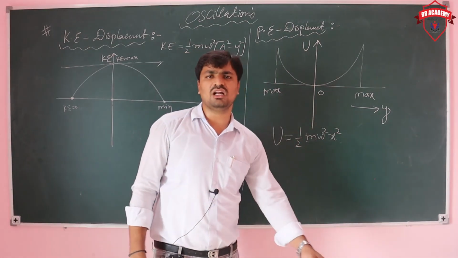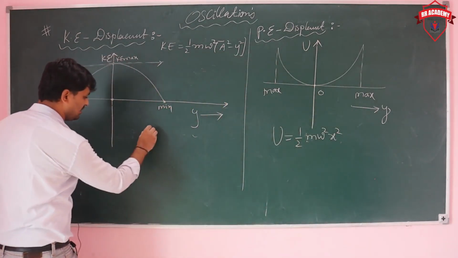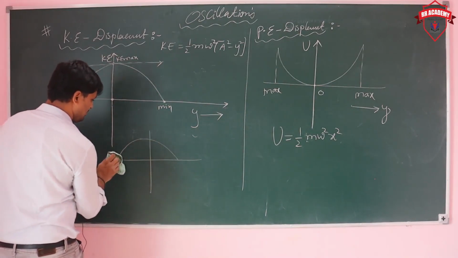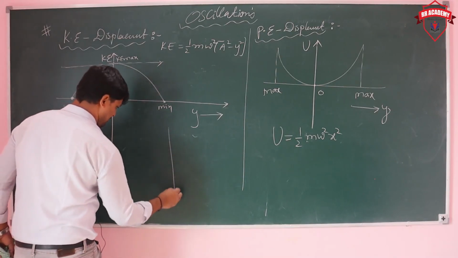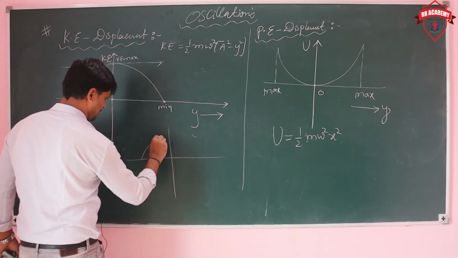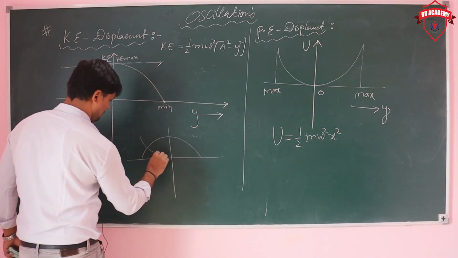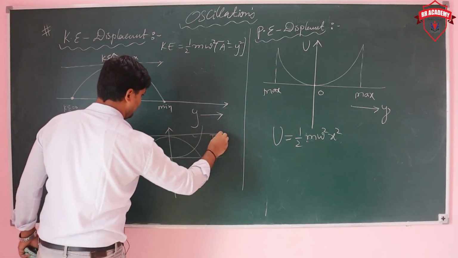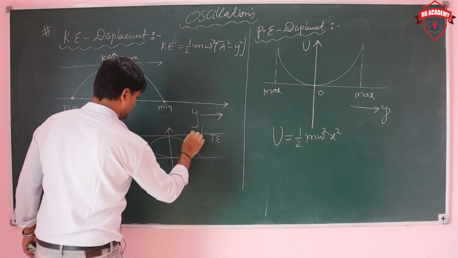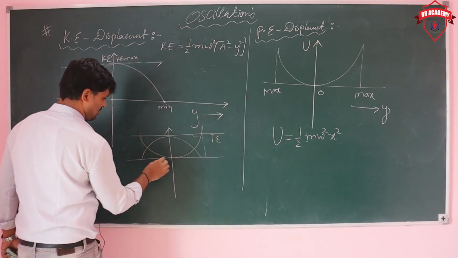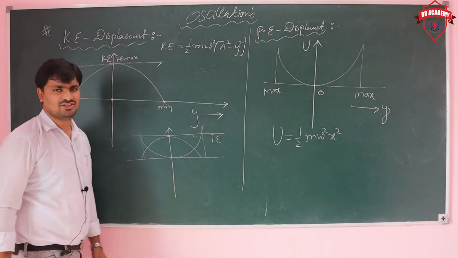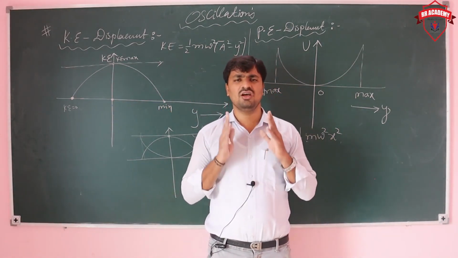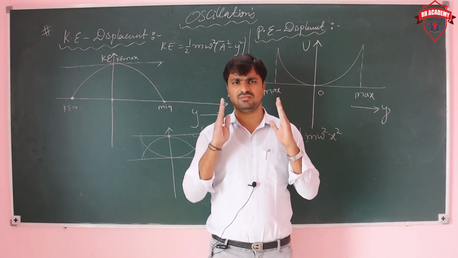But what about the total energy graph? If you observe the total energy graph, you will get it like this. This is the total energy graph. The total energy remains constant. So these are the graphical representations in simple harmonic motion. Very important. Please solve it properly.